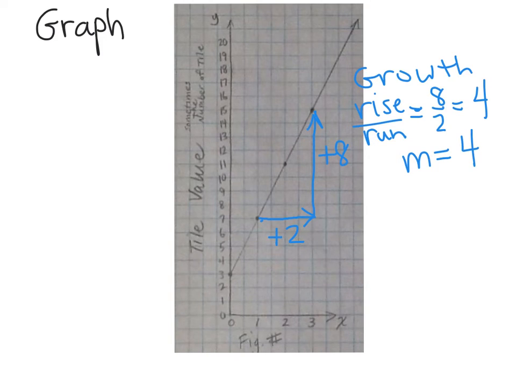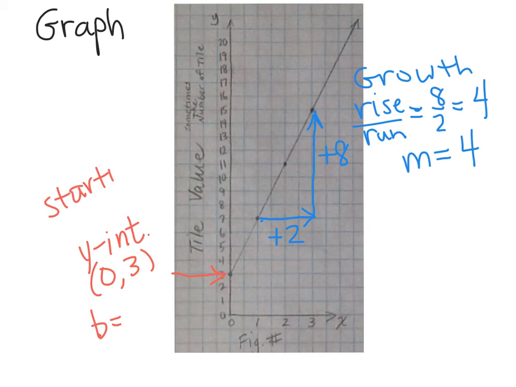That simplifies to 4, and that tells me my growth value is 4. For the starting value, I look for where that line crosses the y-axis, also referred to as the y-intercept. It's at the point (0, 3), so that tells me my b value, my starting value, is equal to 3.